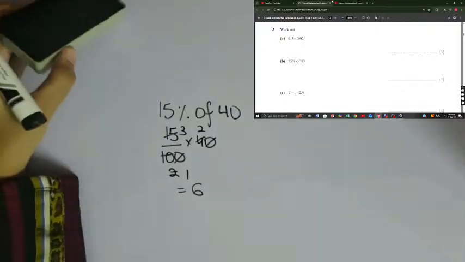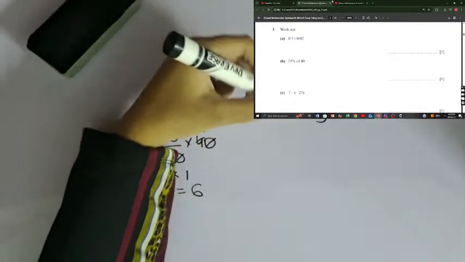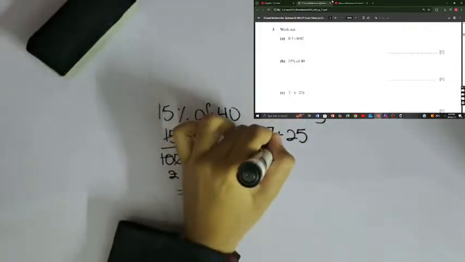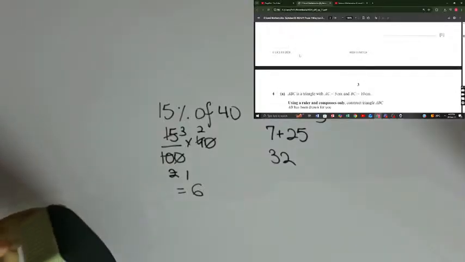The next question we have is 7 minus negative 25. Now obviously when the minus sign multiplies with this minus sign, it becomes a plus sign, so it becomes 7 plus 25, and that is 32. That is question 3 for you.